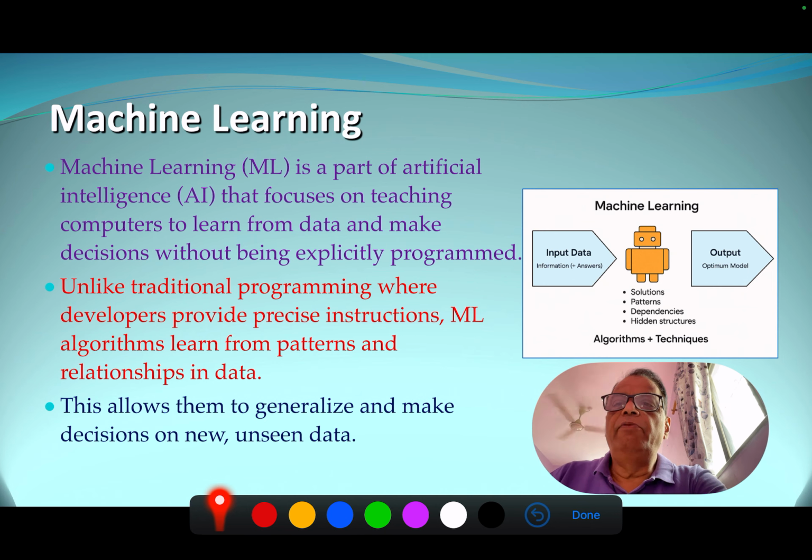Machine learning is a part of artificial intelligence, and it focuses on teaching computers to learn from the data and to make decisions. Whenever we want our computer to make a decision, it's not necessary to explicitly write a program for making the decision. The machine on its own will make the decision. In traditional programming, the developer provides precise instructions. But in machine learning algorithms, the machine will learn from the patterns, from the data, and from the relationships among the data.